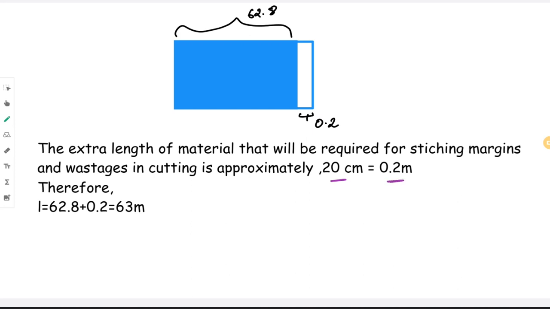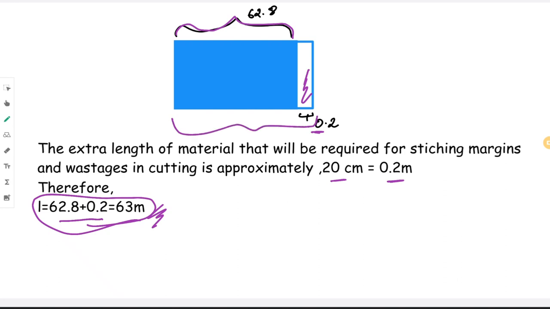So like I told you, this 62.8 is after the wastages. In reality, I have to even add this 0.2. So you can see here, therefore 62.8 plus 0.2 equals 63 meter. This was the original length. That is why I'm showing you this part here again. From here to here was the original part, but what we got is after the wastages and all. Therefore the original length was actually 63 meter.